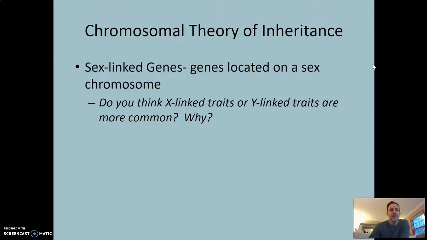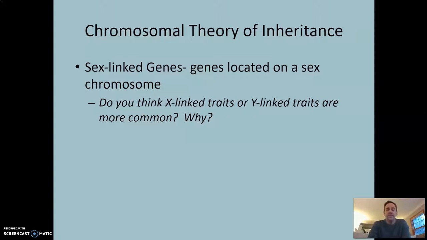So Morgan kind of stumbled upon something that we now call sex-linked genes. These are genes located on a sex chromosome. And you probably remember that there's two sex chromosomes, the X and the Y. Which do you think has more sex-linked traits, the X chromosome or the Y chromosome? Did you say X? I hope you said X.